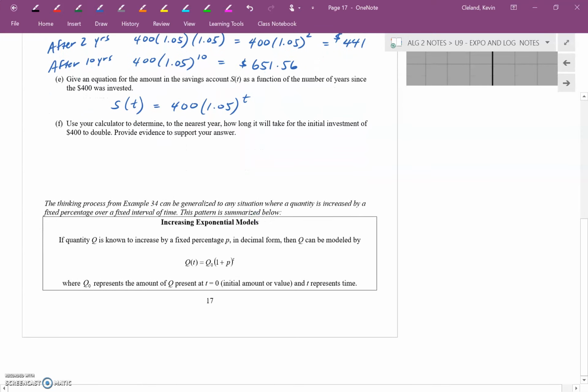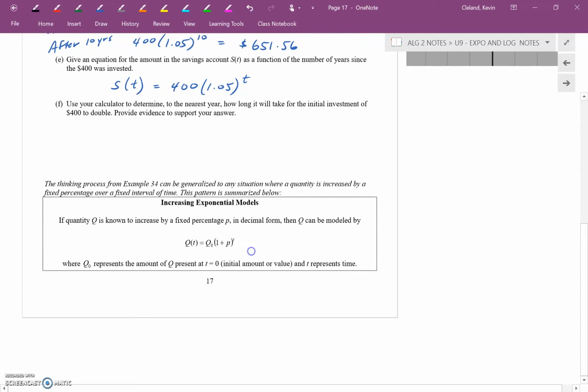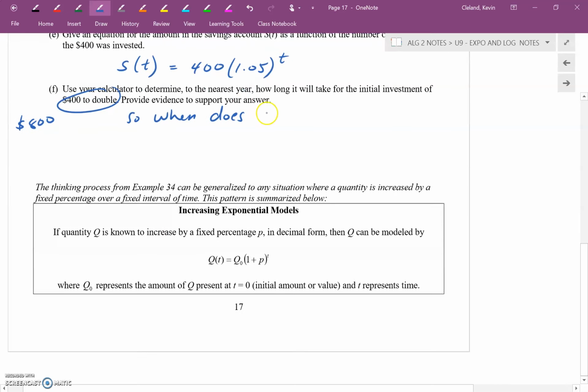Okay, now we want to determine how long it'll take for the initial investment to double. Well, double 400, that's 800 bucks. So that's our goal, 800 bucks. And we're just going to guess and check. The question is, when does 400 times 1.05 to the T equal 800? So go nuts with your guesses.